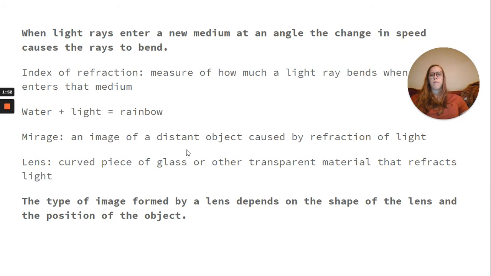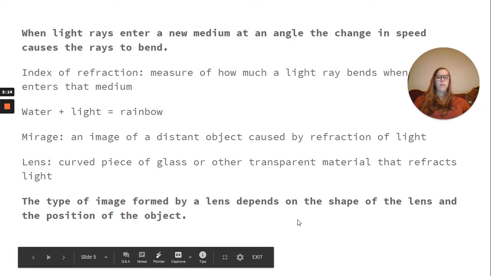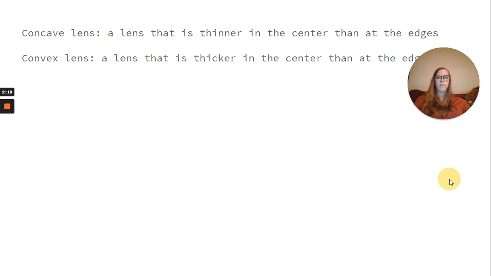A mirage is an image of a distant object caused by refraction of light. Typically, we think about them in the desert, and maybe you've seen them in movies. A lens is a curved piece of glass or other transparent material that refracts light. The type of image formed by a lens depends on the shape of the lens and the position of the object. Read that one carefully and look at it again because that will be on your assignment.